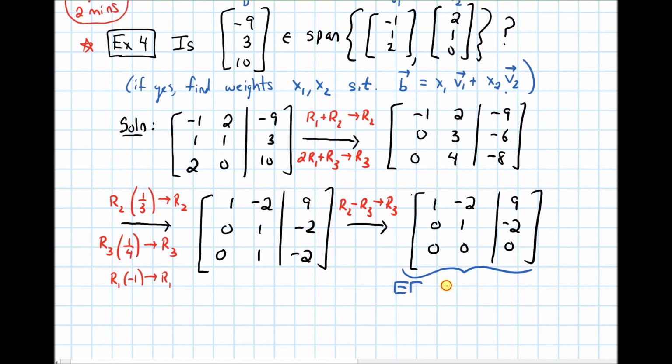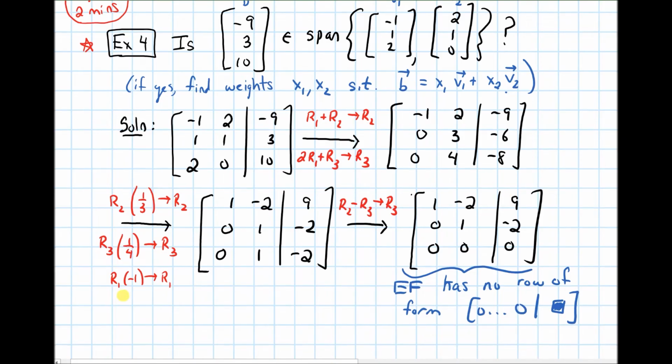This EF, echelon form, has no row where I have a bunch of zeros on the left-hand side and then a non-zero entry on the right-hand side of the augmented bar. That's the type of thing that would be bad, because it would give me no solution. This doesn't have that, which means this system will have a solution. Now it's a matter of writing what that solution is.